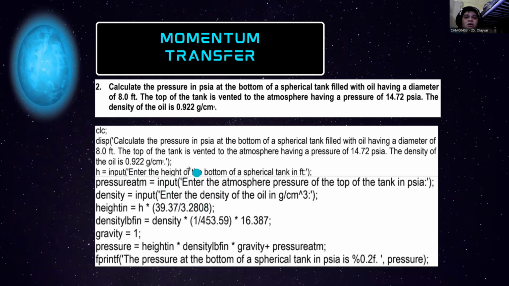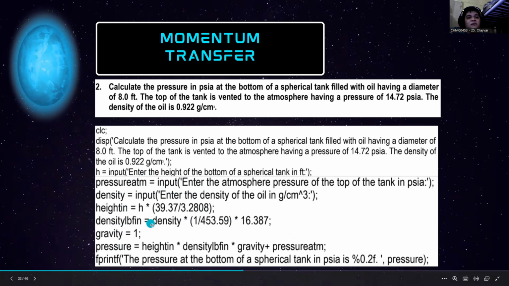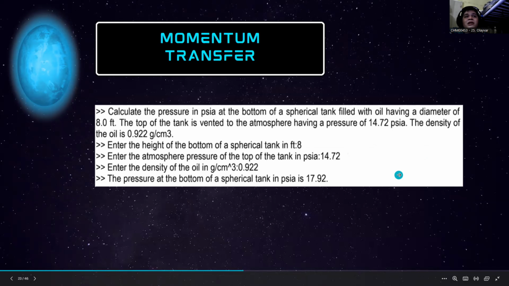Now we will input the problem and where we input the necessary data in order to get the results and the formula, which is we will convert the height into inches and the density we convert into pound force inches. And we have a gravity, which is only one, which has a bunch of units that we needed in order to get the necessary unit in our problem. After that, we will manage to get the pressure by having the height in inches times the density pound force inches times the gravity plus the atmospheric pressure that we have. After that, we will get the pressure at the bottom of the spherical tank in pounds per square inch. And it is the result of the coding.